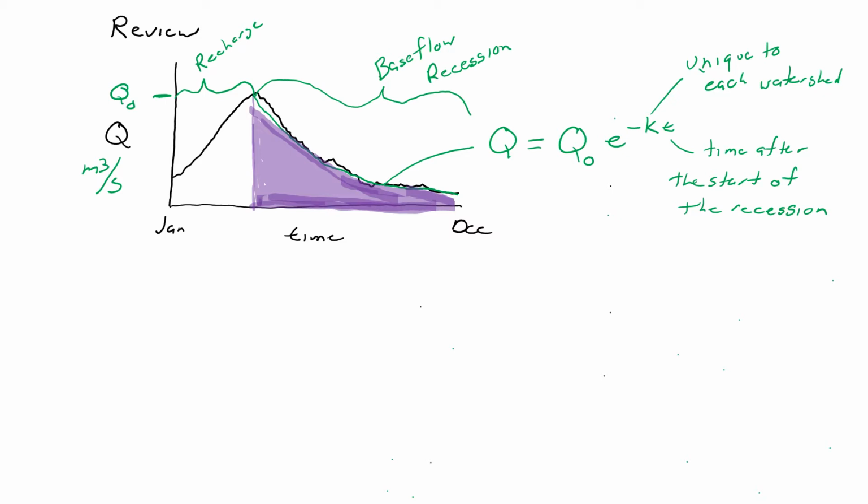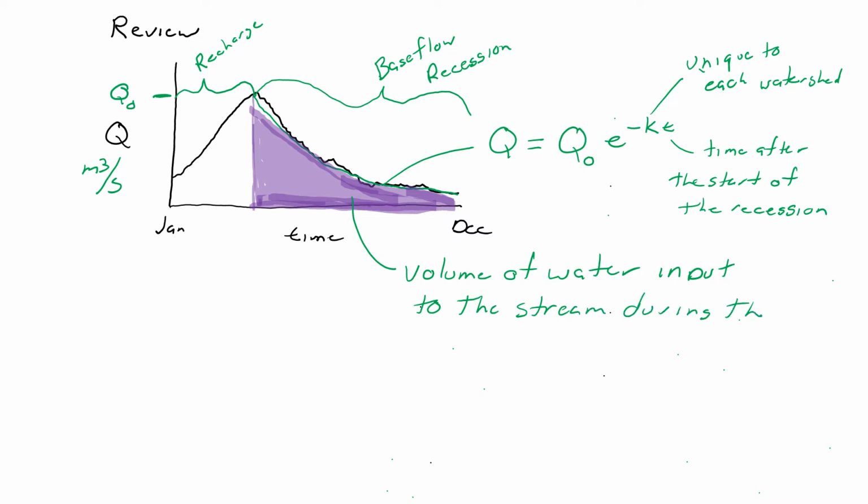Meters cubed per second times seconds. Seconds cancel out, right? You're left with meters cubed. This is the volume of water that's input to the stream during the recession.